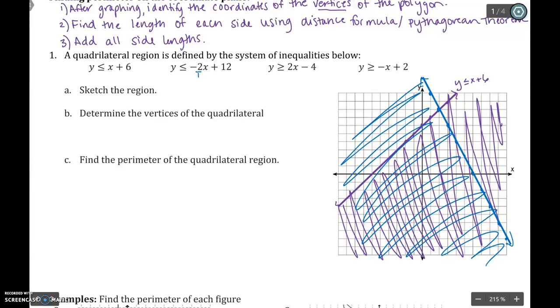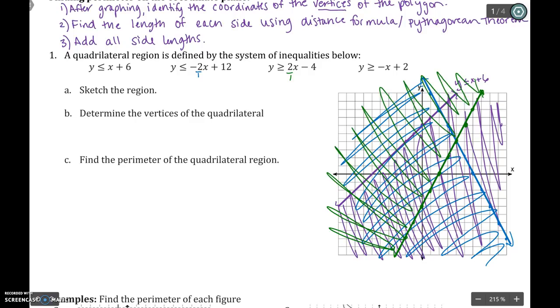Okay, the next one will be y is greater than or equal to 2x minus 4. So we have a y-intercept of negative 4, and our slope will be up 2, right 1. So I'd plot all those points, and again another solid line because of the equals bar under the inequality symbol. And so my shading for this one, once I plot my line, will go upward because this one says y is greater than or equal to. So my shading would actually go this way.